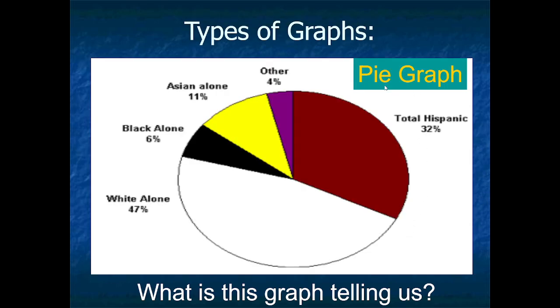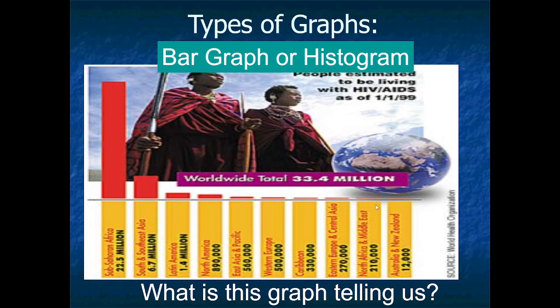There's a pie graph. This one is a circle with different slices, much like a pie. And this one is telling the different ethnicities in a certain place. There's a bar graph, which includes bars, where the bottom is the dependent, the side is the independent.